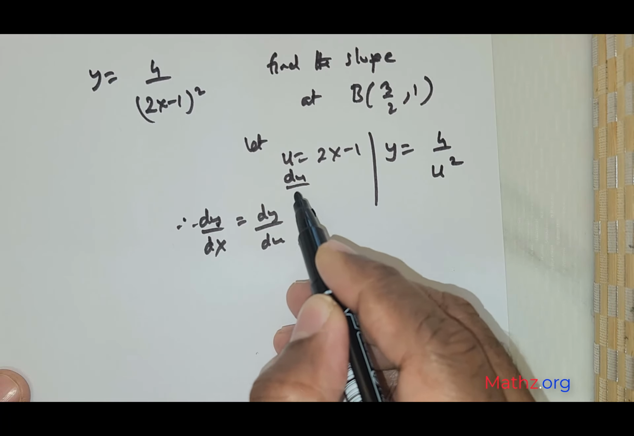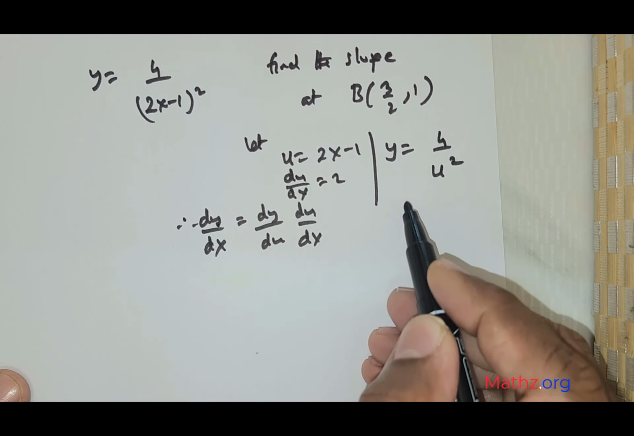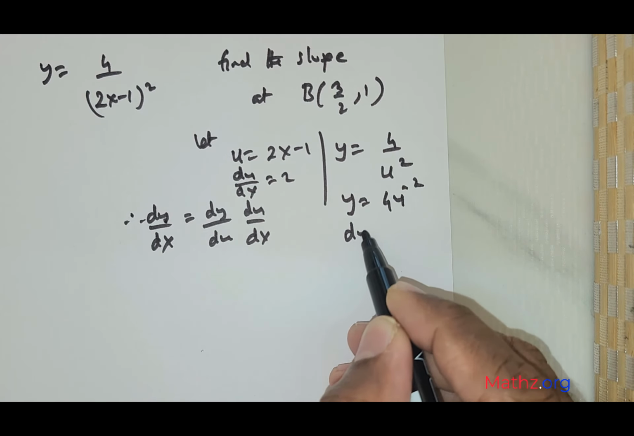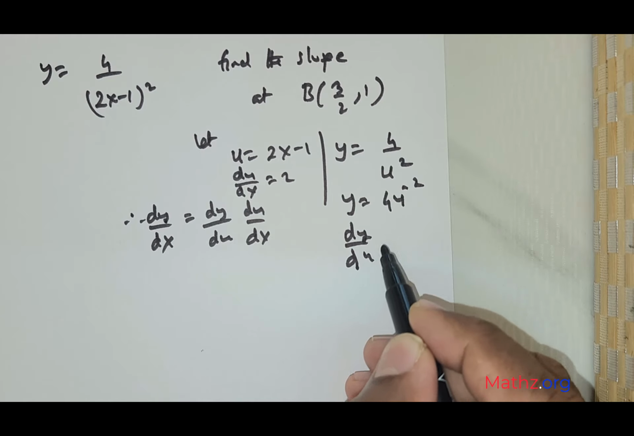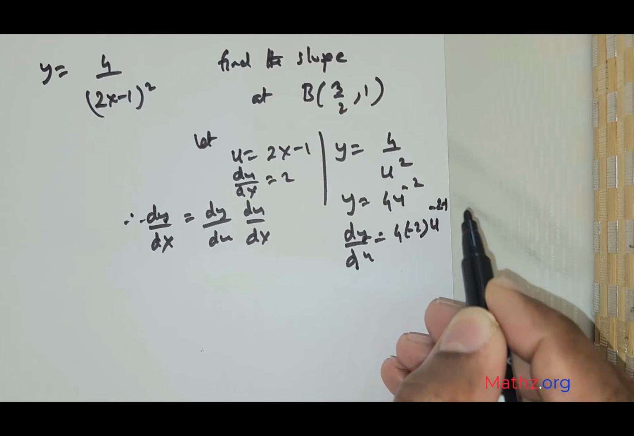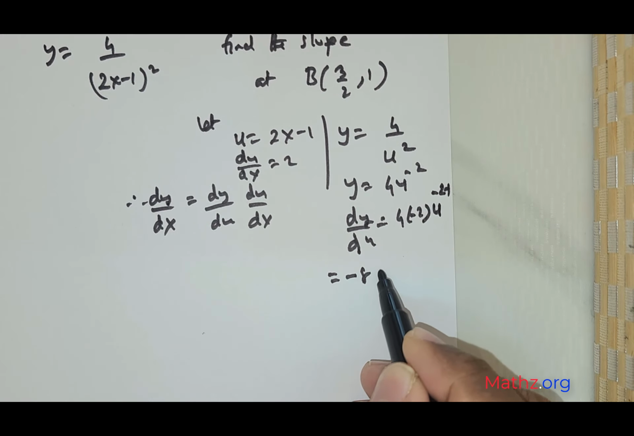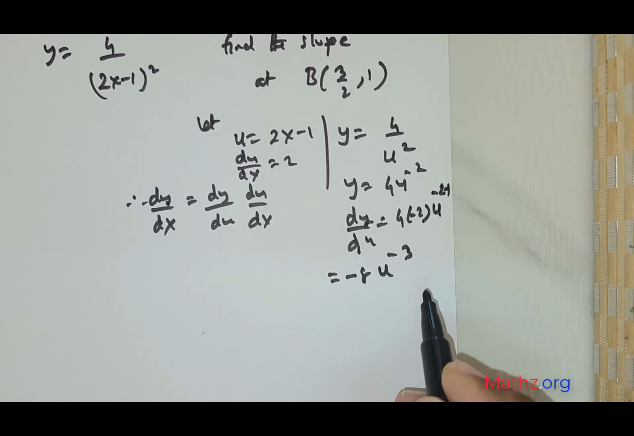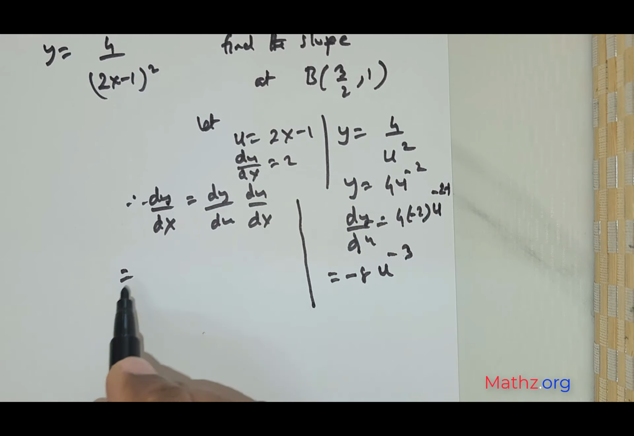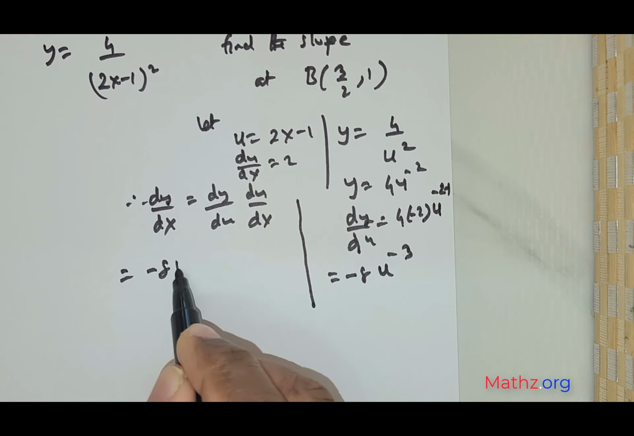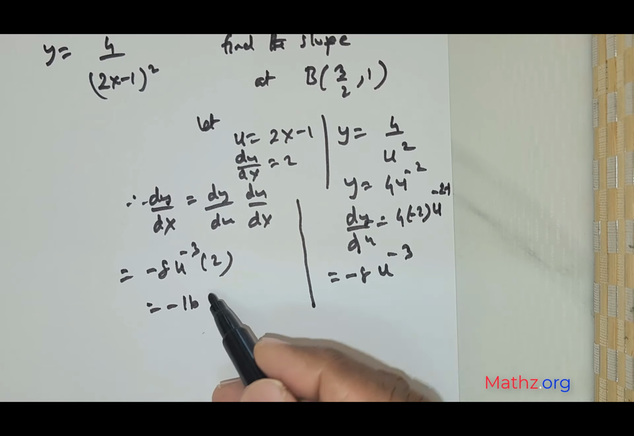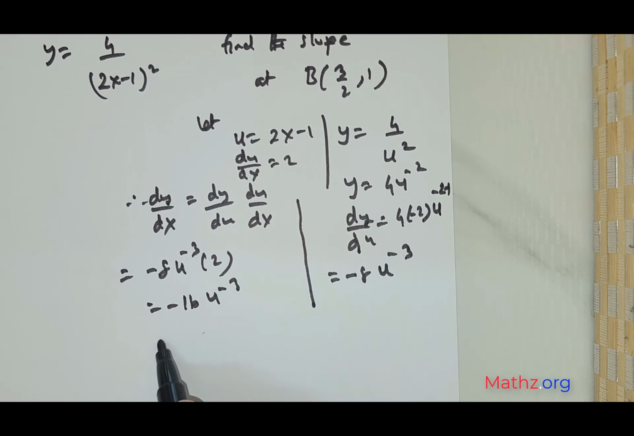Now differentiating, du/dx is going to be 2. Now y can be rewritten as 4 times u raised to the power of negative 2. You differentiate this, dy/du, you get 4 times negative 2 times u raised to the power of negative 2 minus 1, which is negative 8 times u raised to the power of negative 3. So make the substitution: dy/dx is negative 8 times u to the power of negative 3, times du/dx, that's 2. This is negative 16 times u raised to the power of negative 3.